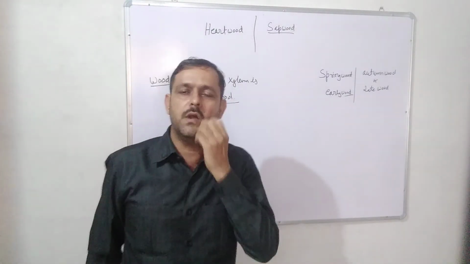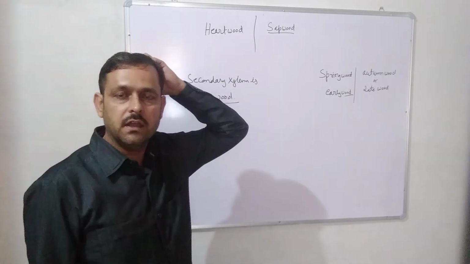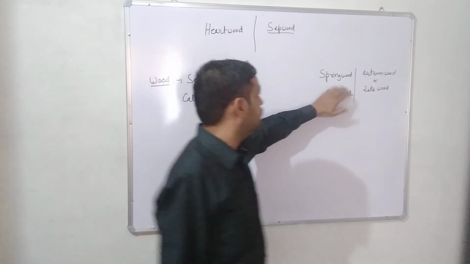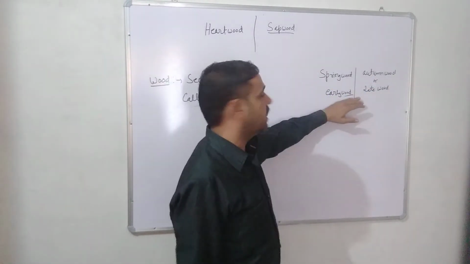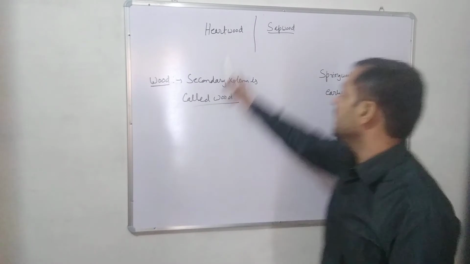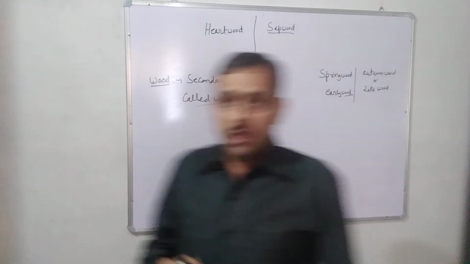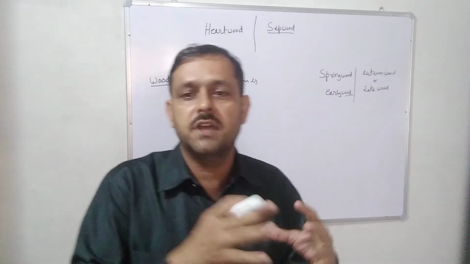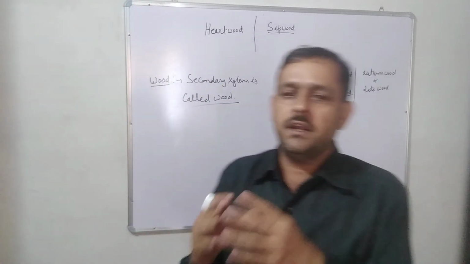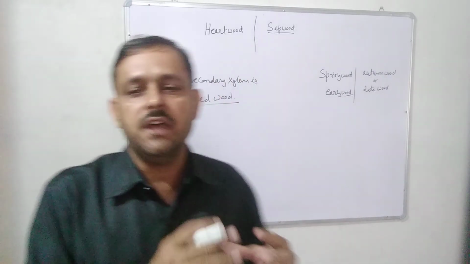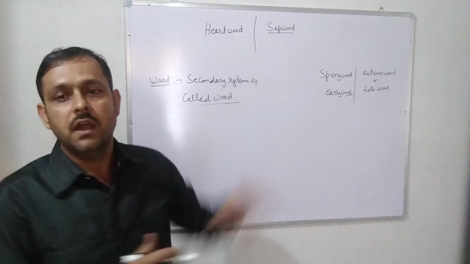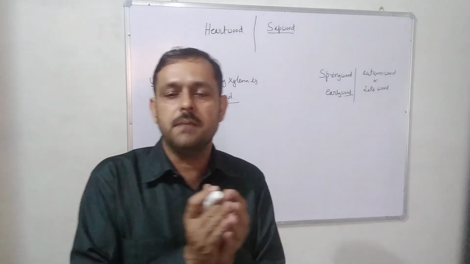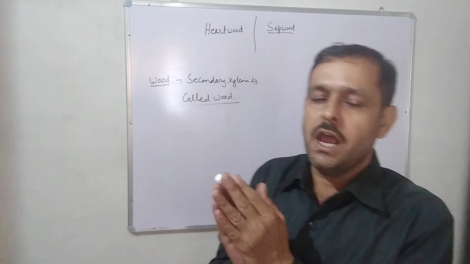Four types of wood are formed in a stem by secondary growth: hardwood and sapwood, and spring wood or autumn wood, or early wood or late wood. First of all, we are discussing hardwood and sapwood. Whenever the secondary xylem forms the center part of the stem, or the wood present in the center of the stem, then it is called hardwood. And whenever the secondary xylem forms the outer region of the stem, then it is called sapwood or alburnum.